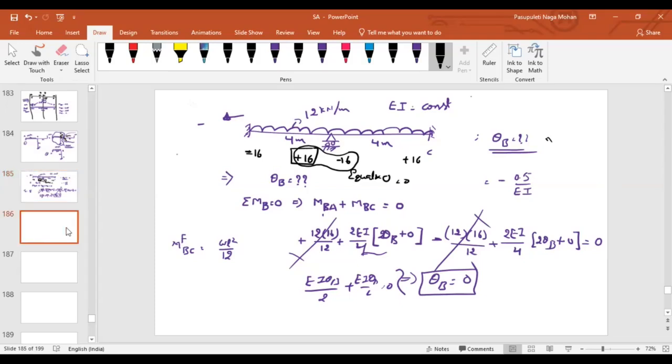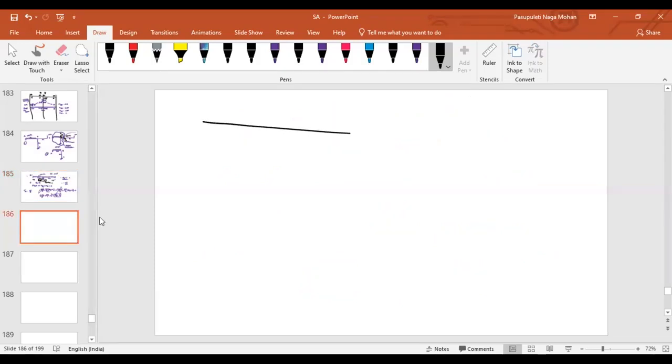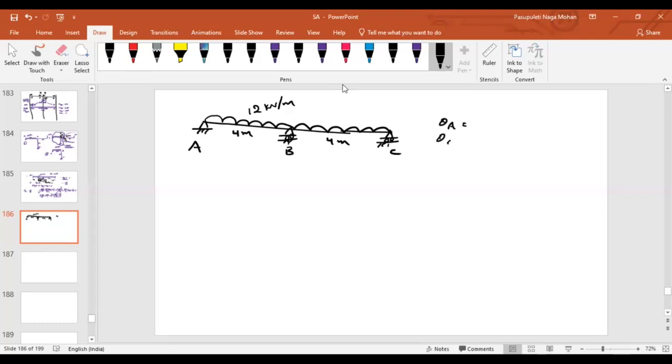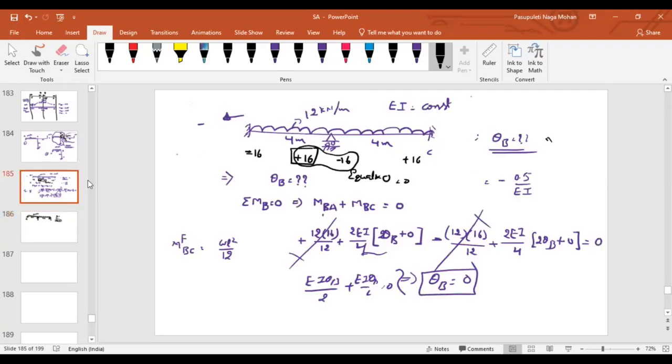Or else you can work out another problem instead of them. Just for the calculation part, I'm not asking you to do it here, but you can try later on whenever you have free time. If you find the slopes again, I can guarantee that theta A might exist, theta C might exist, but you will get theta B is equal to 0. This is what we can call an advantage of symmetry. You can look at this problem also.